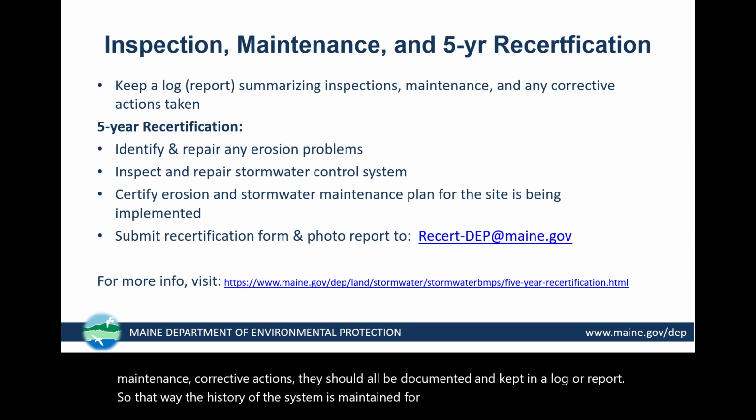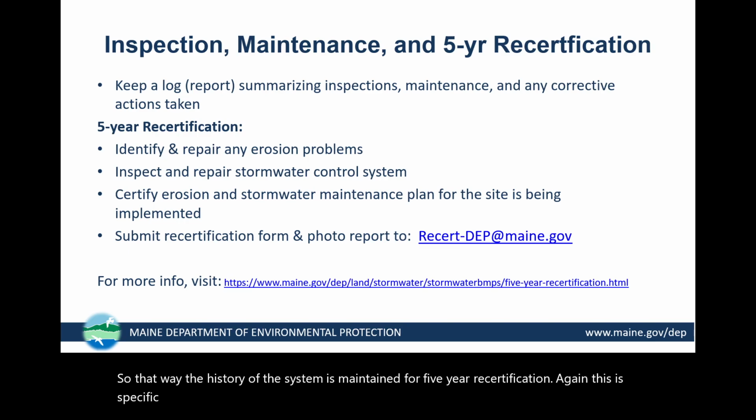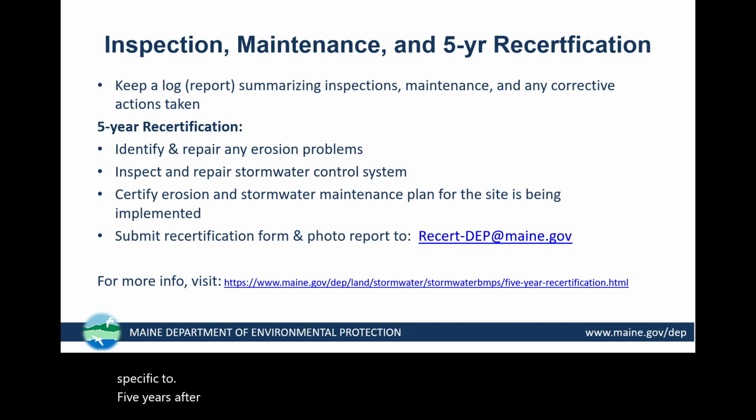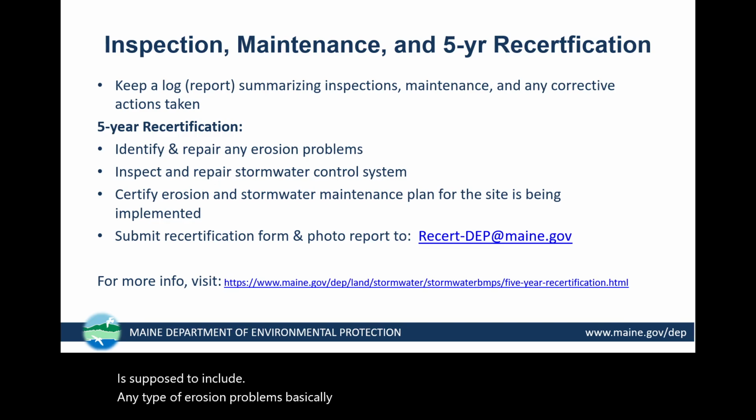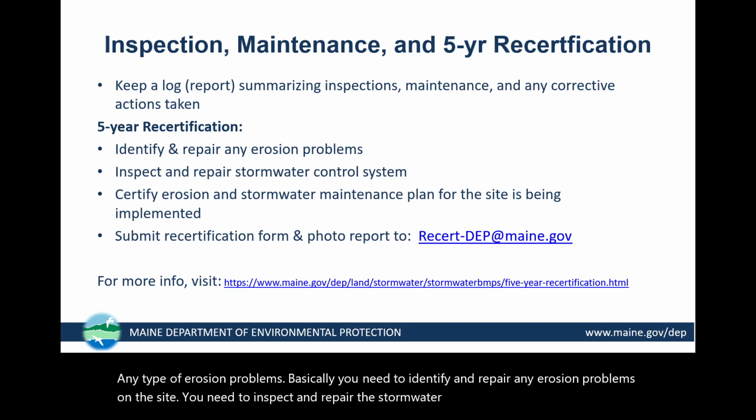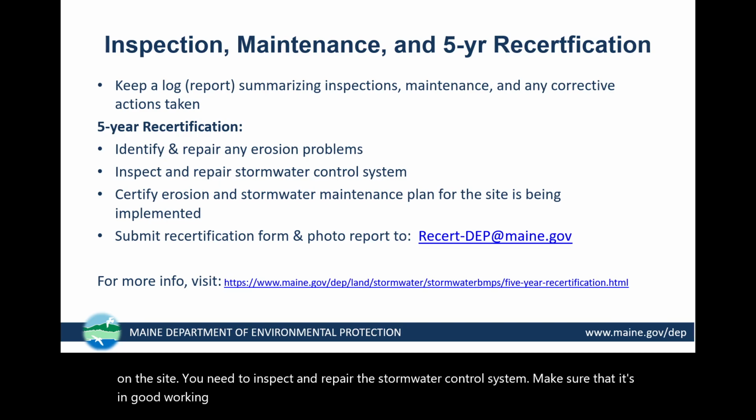For 5-year recertification, again, this is specific to 5 years after a permit is issued, the system needs to be recertified. This can be done by a professional engineer, a third-party service, a property manager, etc. And basically, this 5-year recertification is supposed to include any type of erosion problems. Basically, you need to identify and repair any erosion problems on the site. You need to inspect and repair the stormwater control system, make sure that it's in good working condition. You have to certify that the erosion and stormwater maintenance plan for the site is being implemented as designed.